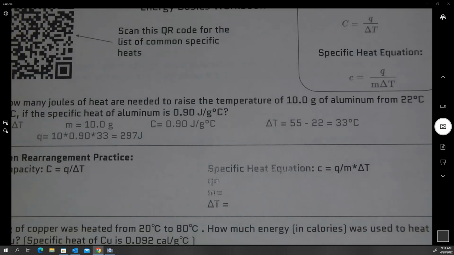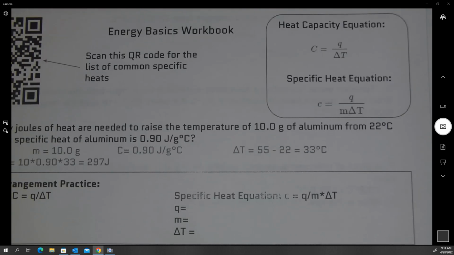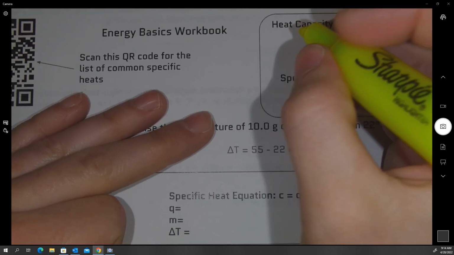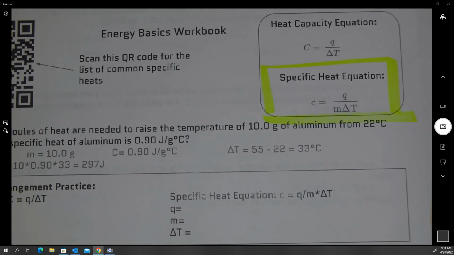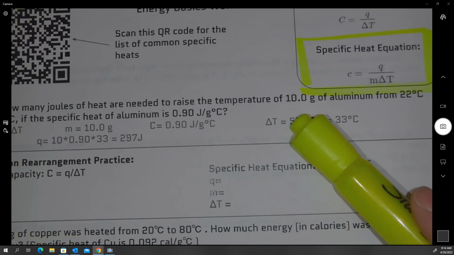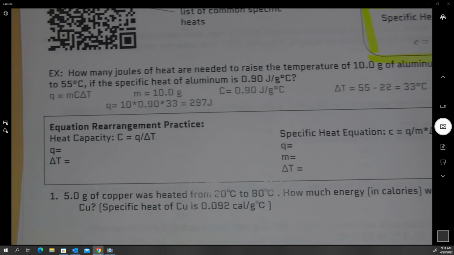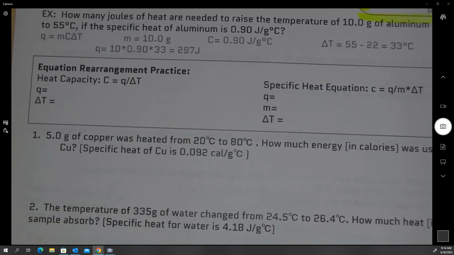Okay. I have the two equations, but the equation that you're actually going to be using this entire worksheet is this specific heat equation, because all of them are dealing with a mass. I gave you an example problem up top just so that you have that here to help you out. Right down here, the equation rearrangement practice. I'm going to help you guys out with the first one, and then you can rearrange from there.